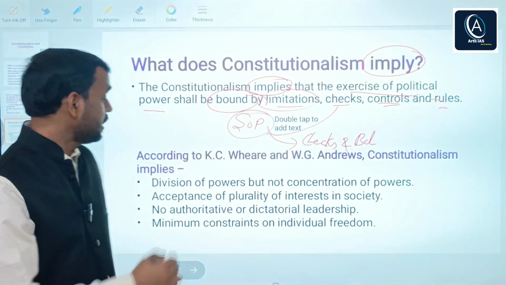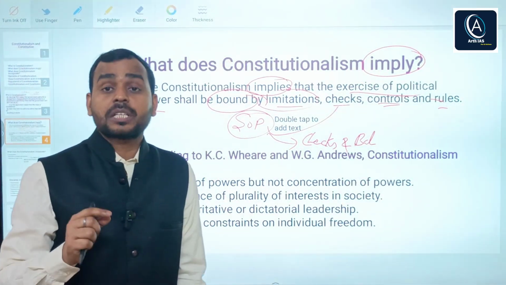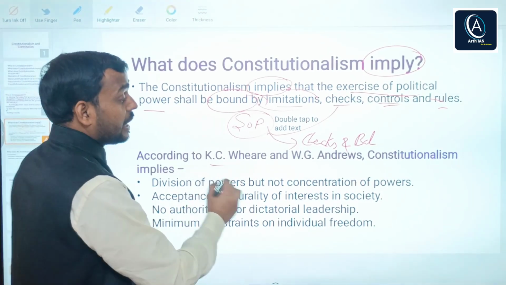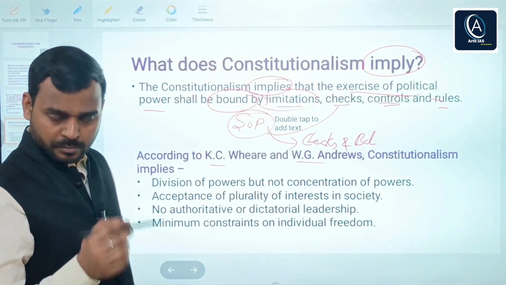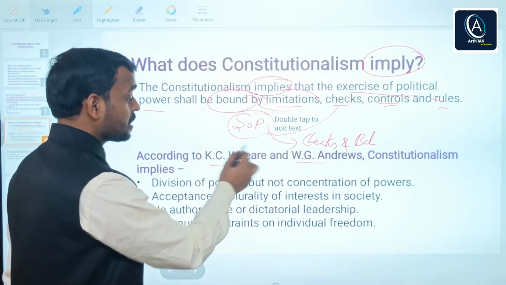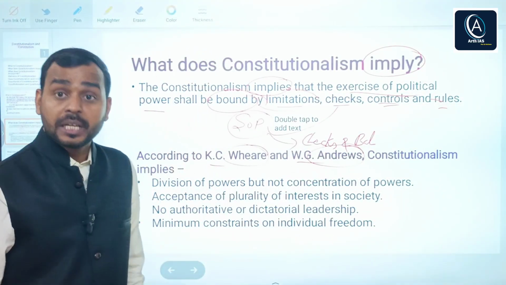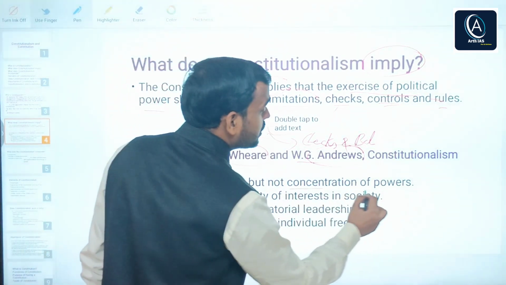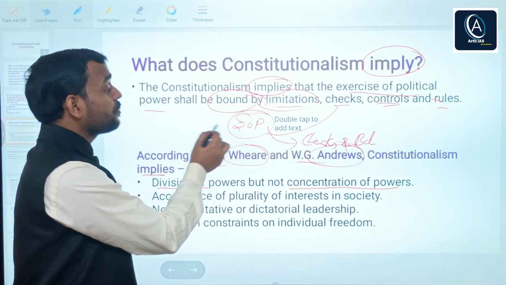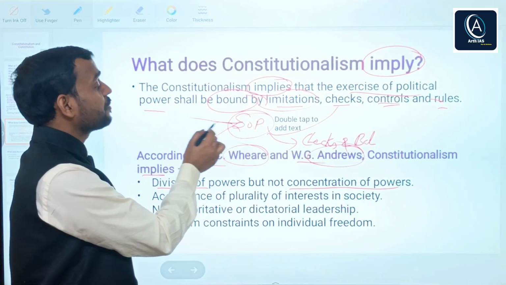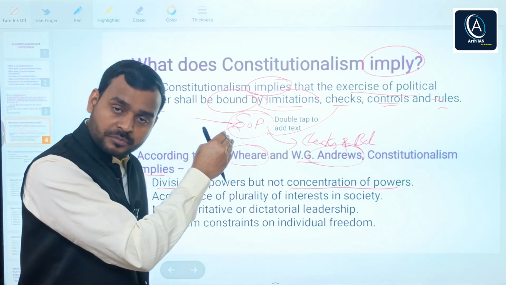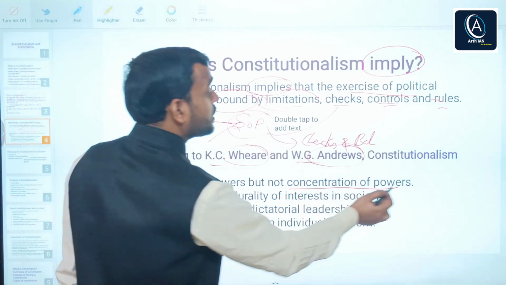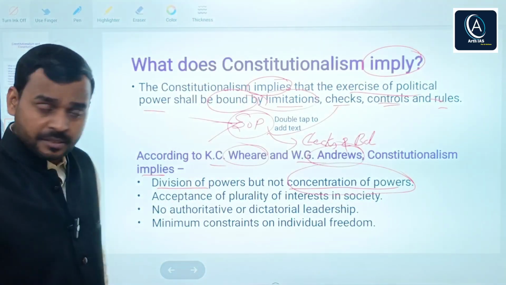Controls, rules, right? Now some scholars, for example KC Wheare, you would be knowing, constitutional expert, and WG Andrews, both scholars say that constitutionalism implies what? Division of power but not concentration of power. Division of power is nothing but division of power between the three organs of state: legislature, executive, judiciary, and not concentration of power.